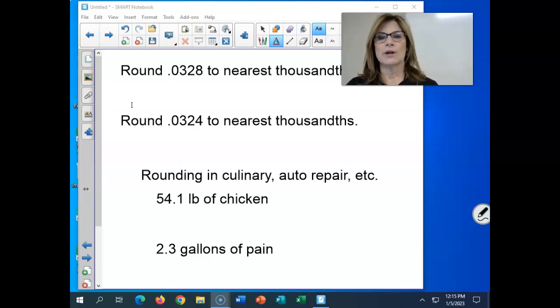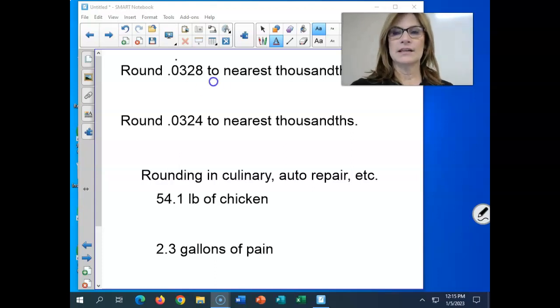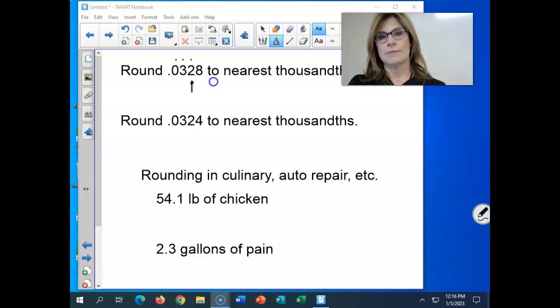So the first one, round 0.0328 to the nearest thousandth. So we have tenths, hundredths, thousandths. So we're rounding to the thousandth place, and immediately after the 2 is an 8, so we would round that up. So rounded, it would be 0.033. We rounded it up.